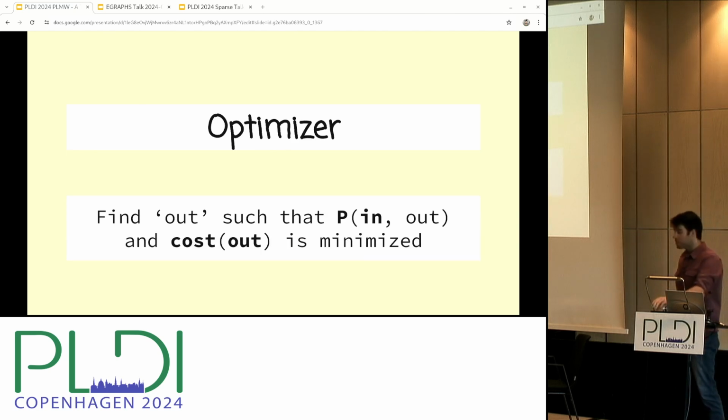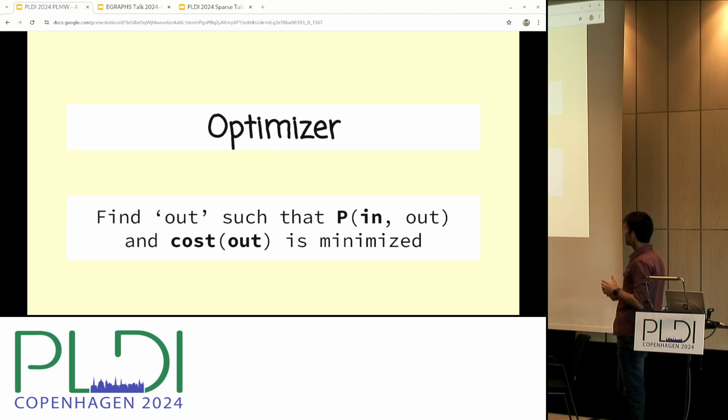And when we talk about an optimizing compiler, our job is a little bit harder. We're now adding this notion of cost as a property of the output, and now we're doing an argmin. We want to consider all of the possible outputs that are related to our input and find the one whose cost is minimized.